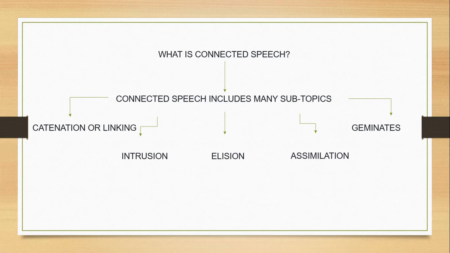In this lesson, you will learn a bit about 5 different kinds of connected speech, such as catenation or linking, intrusion, elision, assimilation, and geminates.